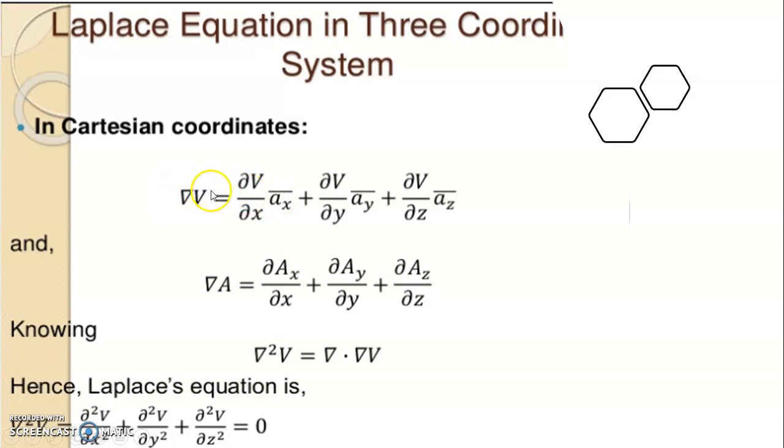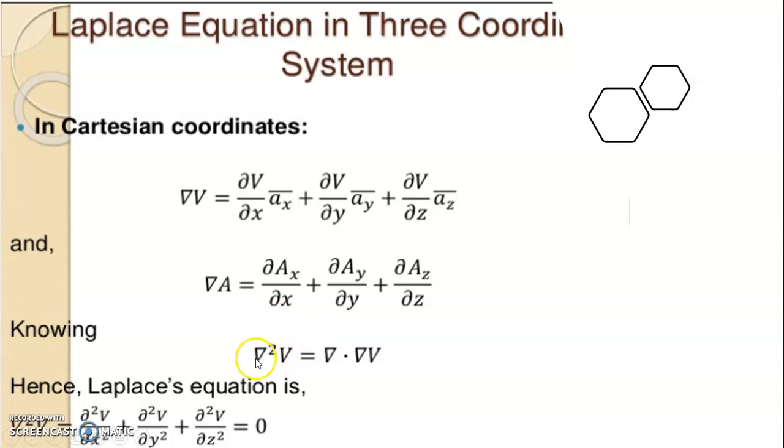When the gradient works on a function, we convert it into a vector form. So del V is del V upon del x of ax plus del V upon del y of ay plus del V upon del z of az. So when it is a vector, it is del upon del x of ax plus del upon del y of ay plus del upon del z of az.